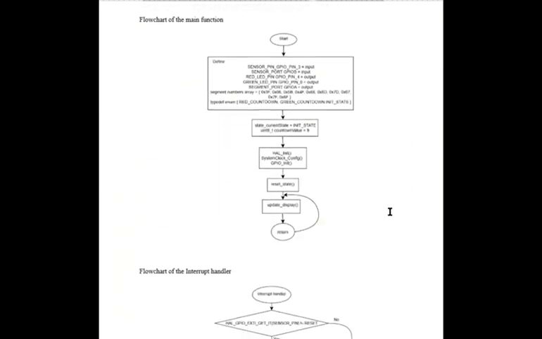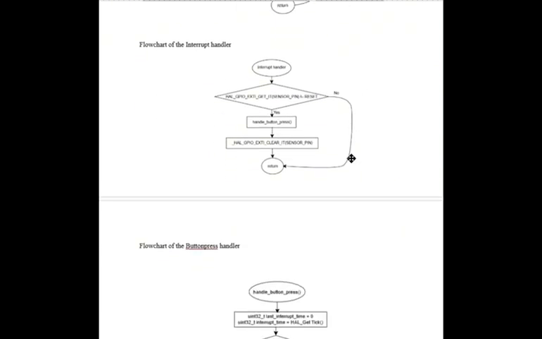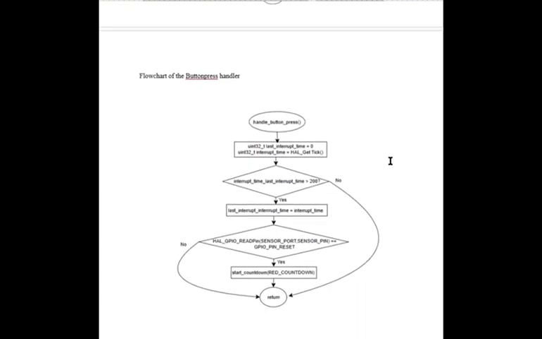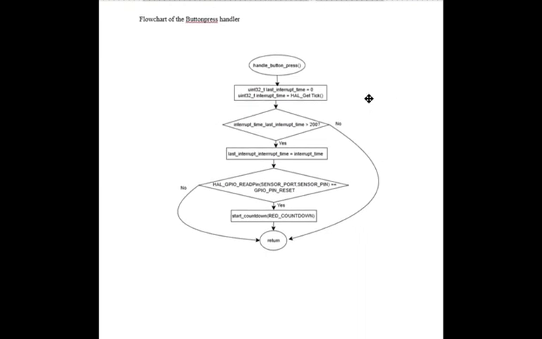Next, I will show you the flowchart of the main function. Basically, it initializes the system and loops the system. Next, the flowchart of the interrupt handler functions to detect the button press and calls the button handler. This is the flowchart of the button press handler. It applies a debounce time of 200 milliseconds, and it also starts the countdown.